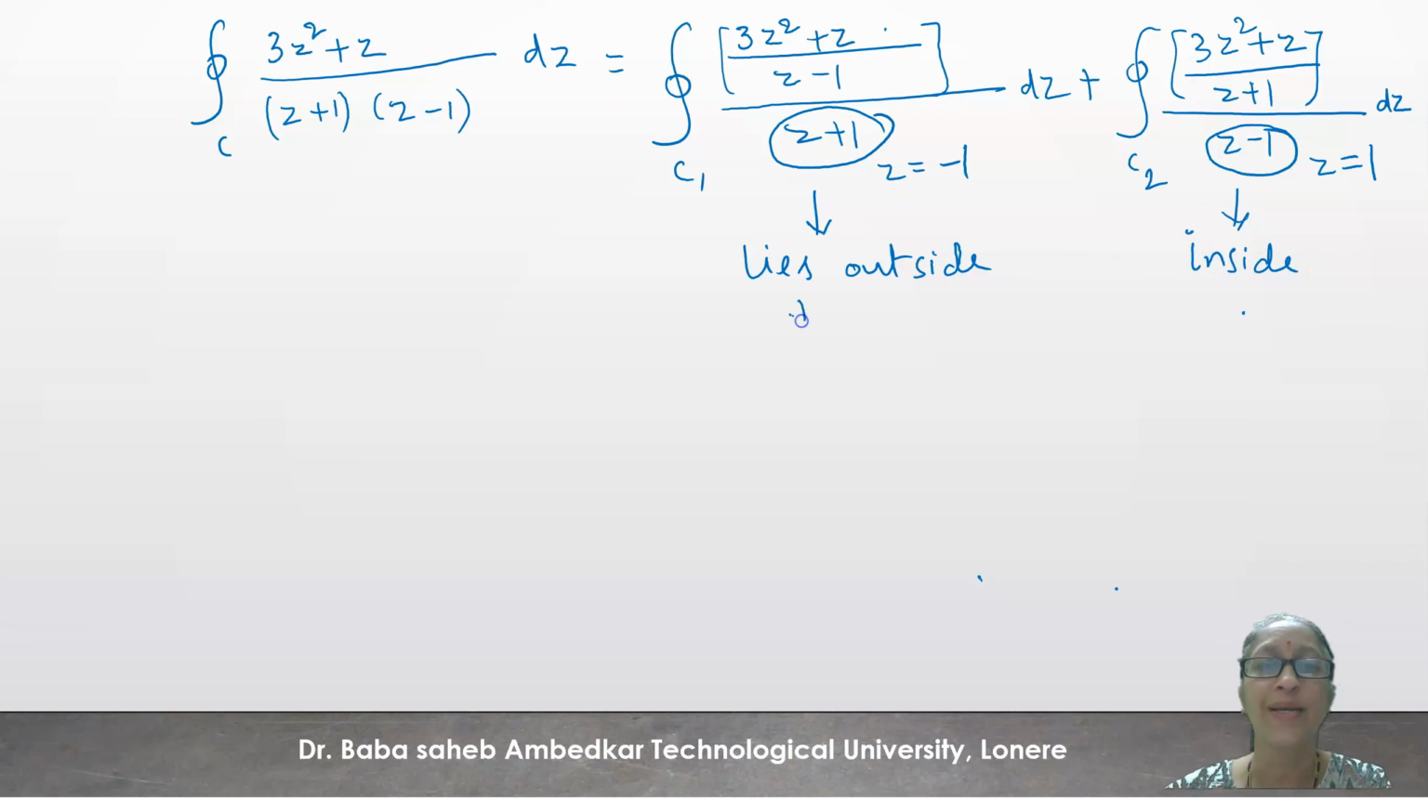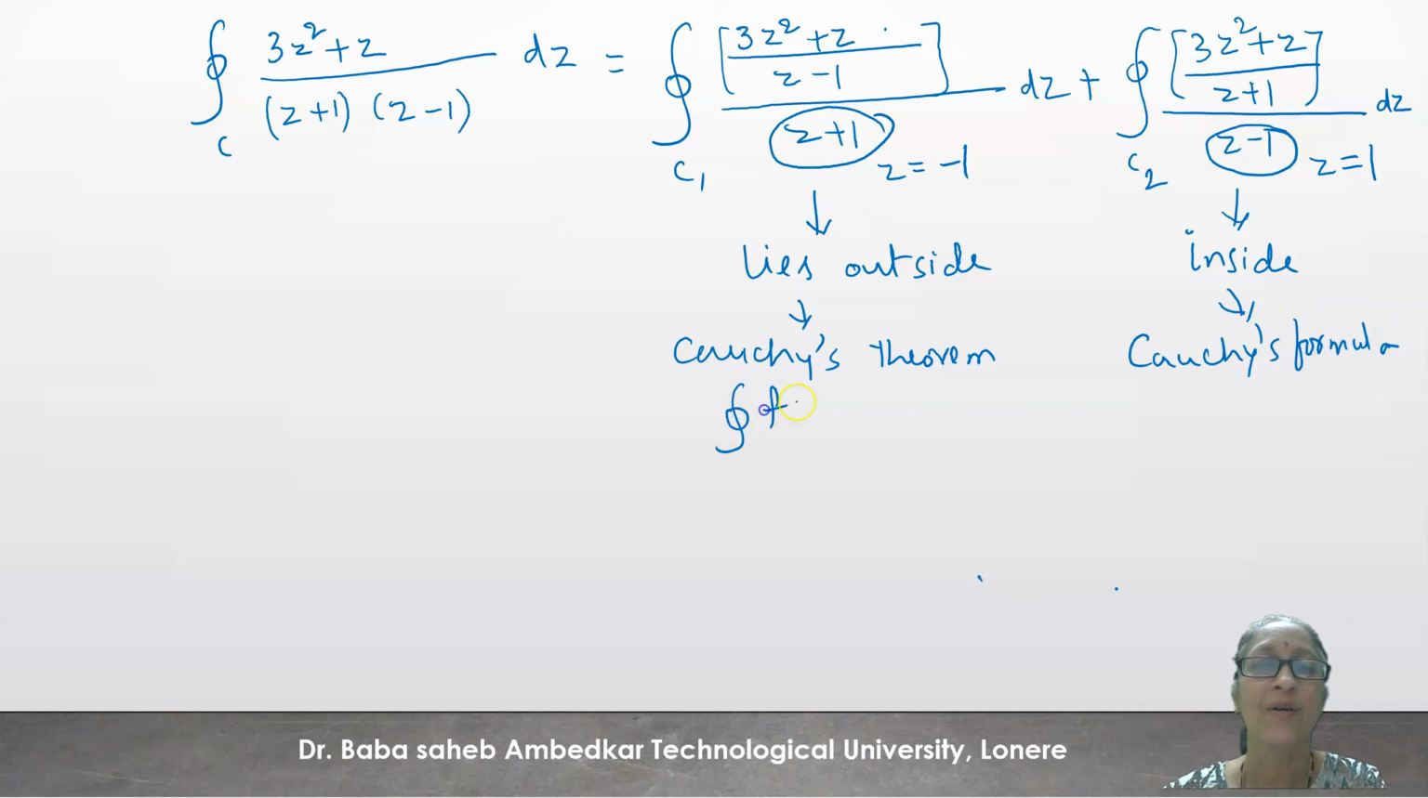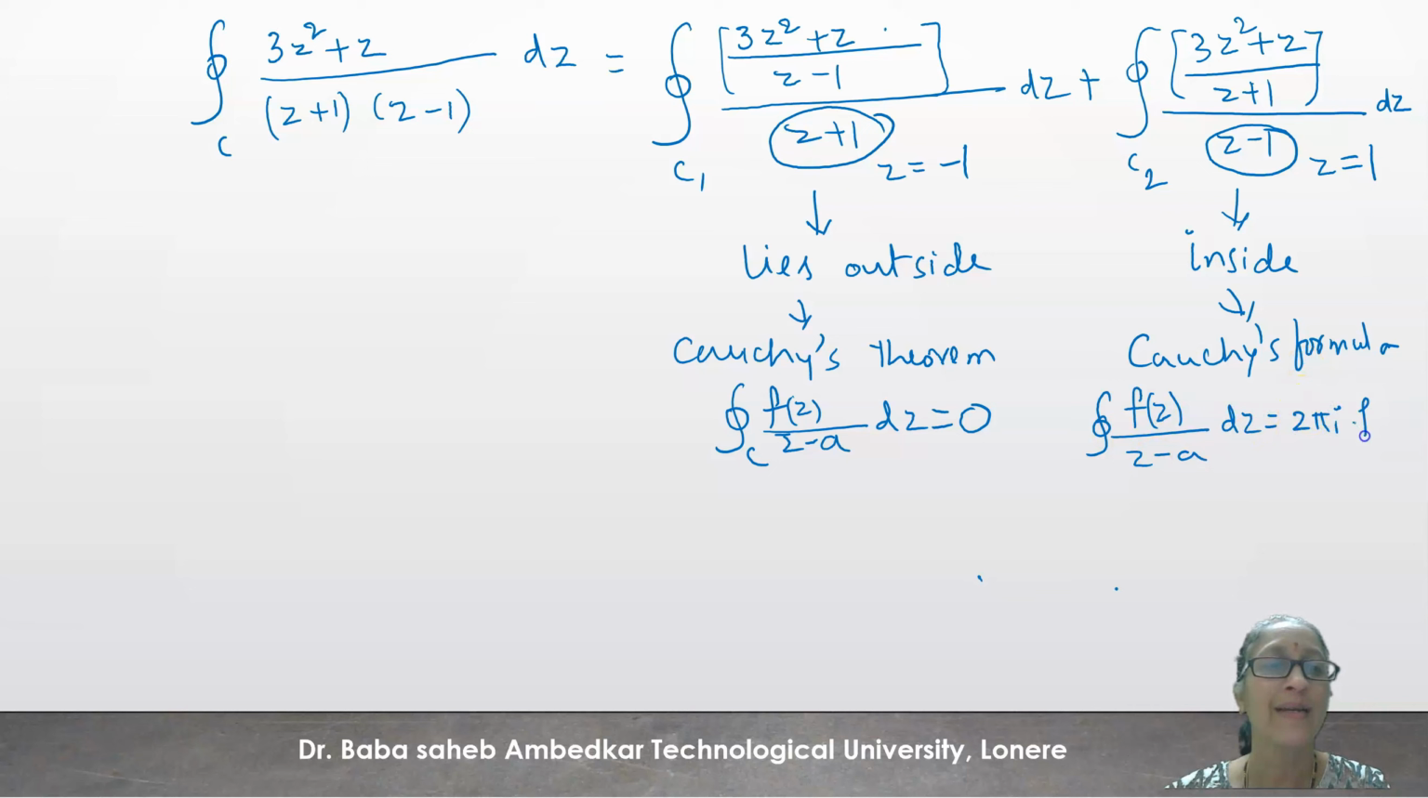So here you have to apply Cauchy's integral theorem, Cauchy's theorem and Cauchy's formula. Okay, what is this Cauchy's theorem? Contour integral f(z) by (z minus a) dz equal to 0, when a lies outside the curve. We have to apply this here. And here contour integral f(z) by (z minus a) dz equal to 2 pi i into f(a). So we have to apply these formulae.